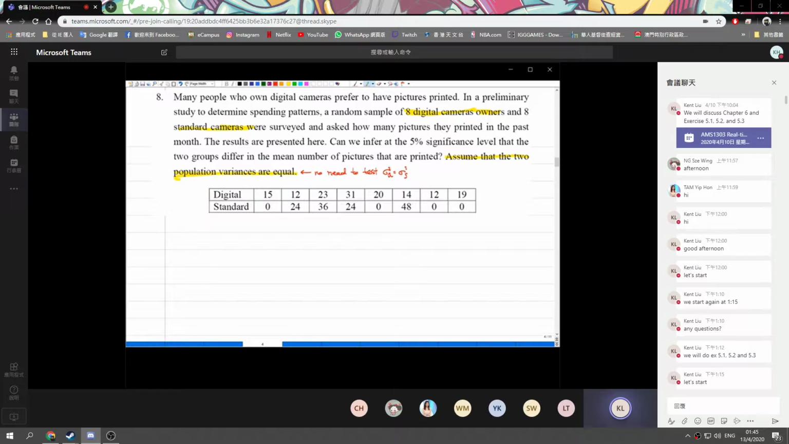What we're trying to test here is whether mu digital is different from mu standard. That would be our alternative hypothesis. Agree? Because there's no equal sign in it. And so the null hypothesis is going to be the one with the equal sign. All right, and this is our step one.